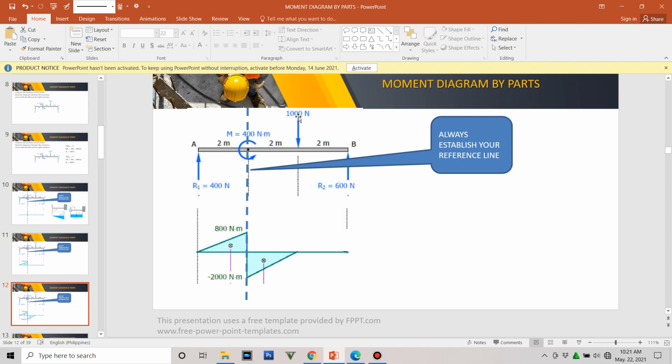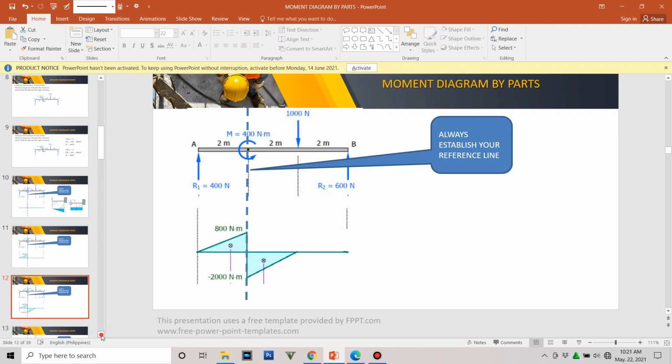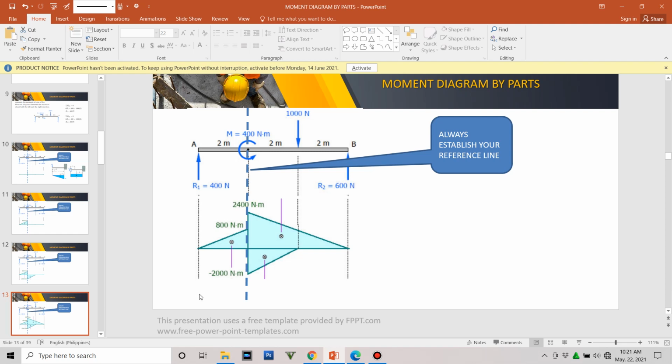And then, for this 1,000, it's just like this. Up to your reference line, the highest is 1,000 times 2, or PL. So, P is 1,000, L is 2. So, 2,000. And then for the 600, 600 times what? Up to here, 600 times 4. That is 2,400. So, that completes your moment diagram by parts.